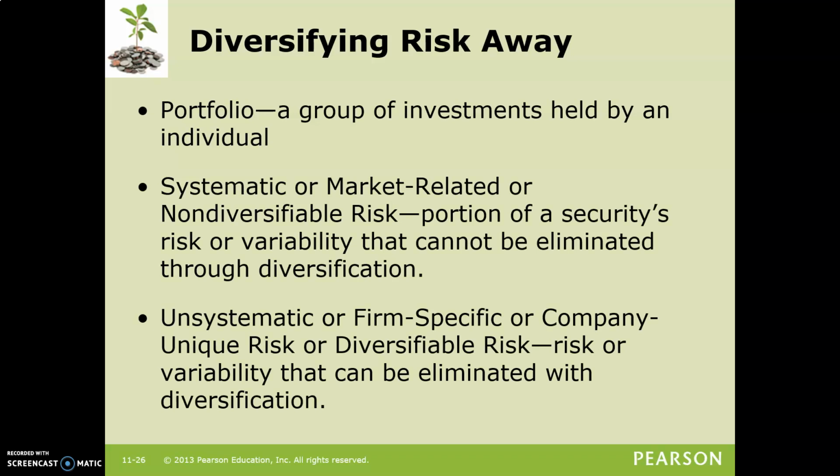So how do you diversify? You diversify by forming a portfolio, which is a group of investments held by an individual or a group. Okay, so there is systematic, market-related or non-diversifiable risk, which is the portion of a security's risk or variability that cannot be eliminated through diversification. For example, interest rate risk affects the entire market, so it cannot be eliminated. Meanwhile, unsystematic, firm-specific or company-unique risks, or diversifiable risks, are risks of variability which can be eliminated via diversification.